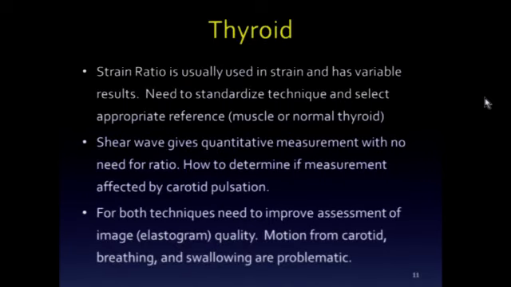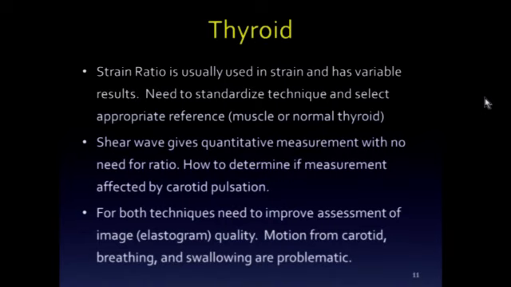in characterization of lesions. For thyroid, we usually use strain ratio when we're doing strain, and it's had variable results. We need to standardize the technique and select an appropriate reference. Some people have been using the strap muscles, and some people have been using normal thyroid. Shear waves give a quantitative measurement with no need for ratio. However, we need to determine if the measurement is affected by the carotid pulsations. And again, by just looking at what we have on most machines now, we really can't tell how these measurements are affected by the carotid pulsation.